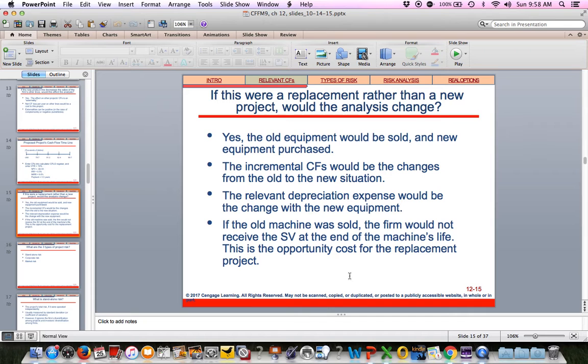Okay. If the old machine was sold, of course, the firm would not receive the salvage value at the end of the machine's life. This is the opportunity cost for the replacement project. So we have to also look at that. Okay, so take into account all things that changed versus the new.